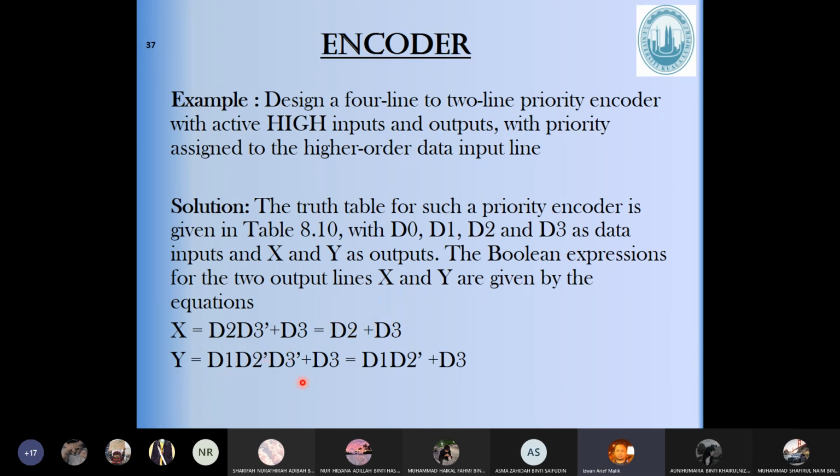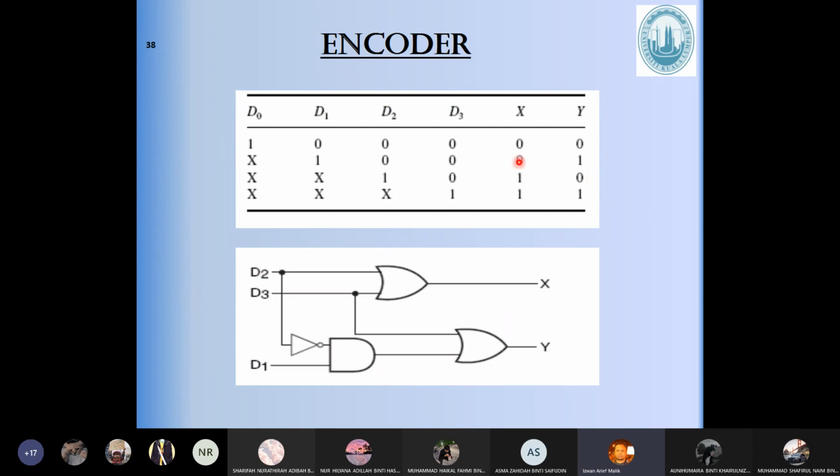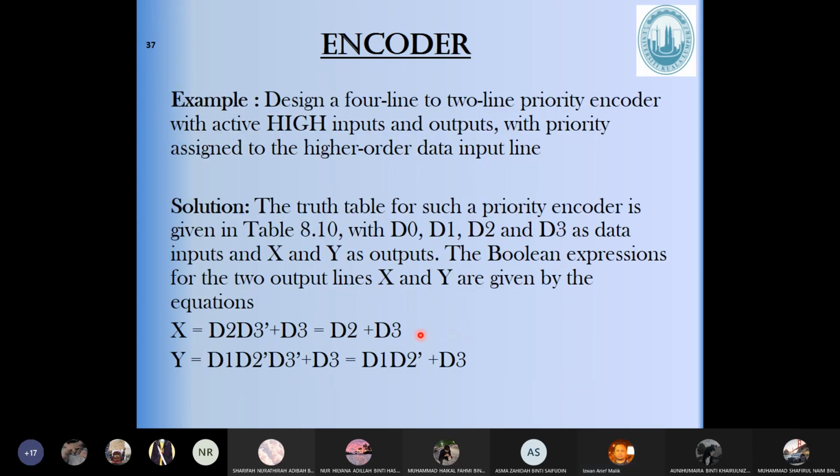D1 D2 bar D3 bar plus D3. So yang ini kita akan dapat D1 D2 bar D3 bar plus D3 sahaja. Okay, plus D3 sahaja, kita akan dapat D1 D2 bar plus D3. Okay, so macam mana saya dapat yang belakang ni, don't worry yet. Nanti bila you buat, berkenaan dengan simplification ni sebenarnya kita menggunakan Boolean algebra.